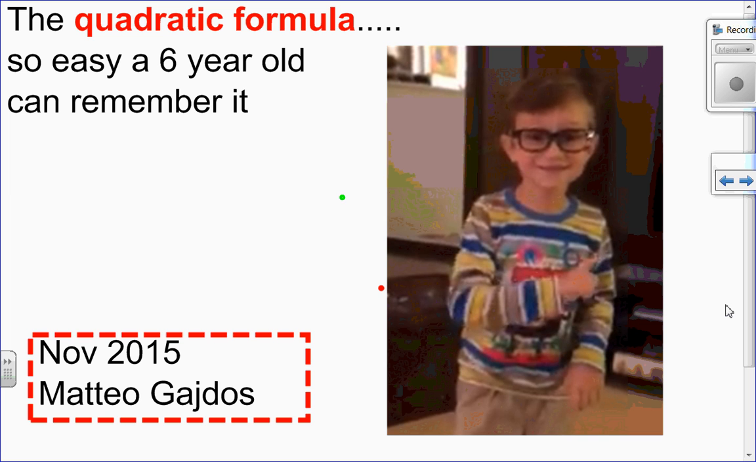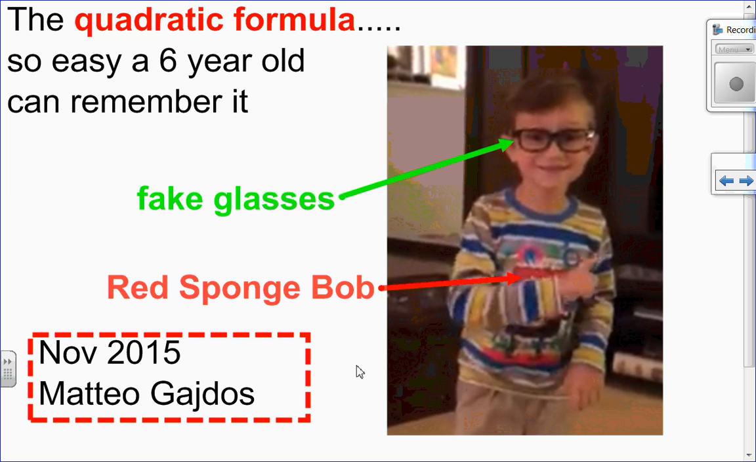A couple of things that you might notice from the video that I wanted to clear up. These are in fact fake glasses. They're 3D glasses from the movie that he popped the lenses out of, because he said to do math at 6 years old, he wanted to look smarter, and he thought glasses made him look smarter. And yes, you are correct, that is red SpongeBob that you see on his shirt.